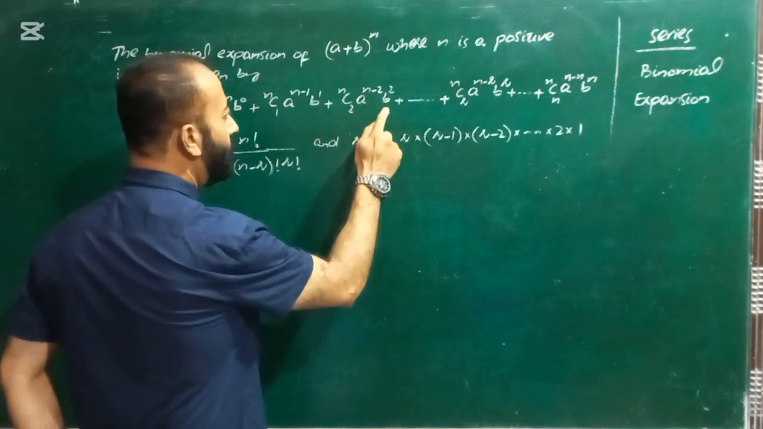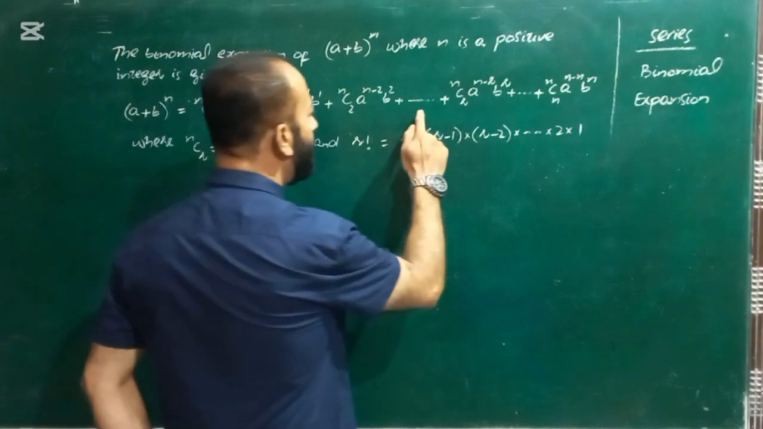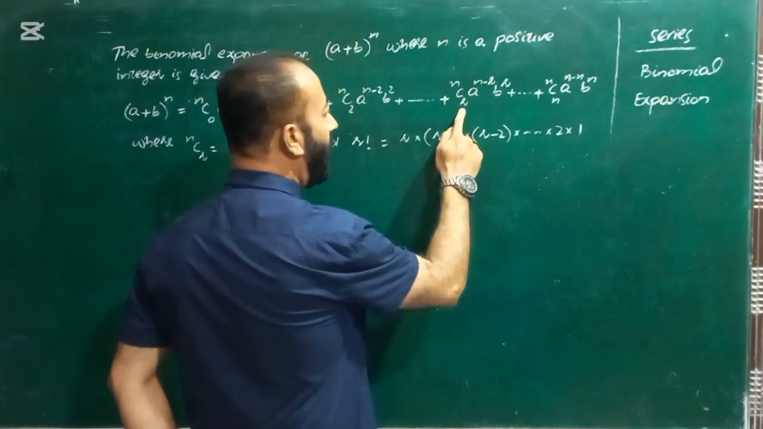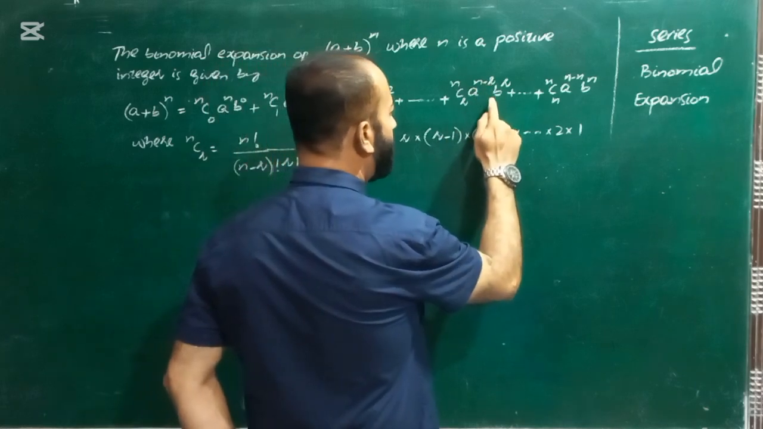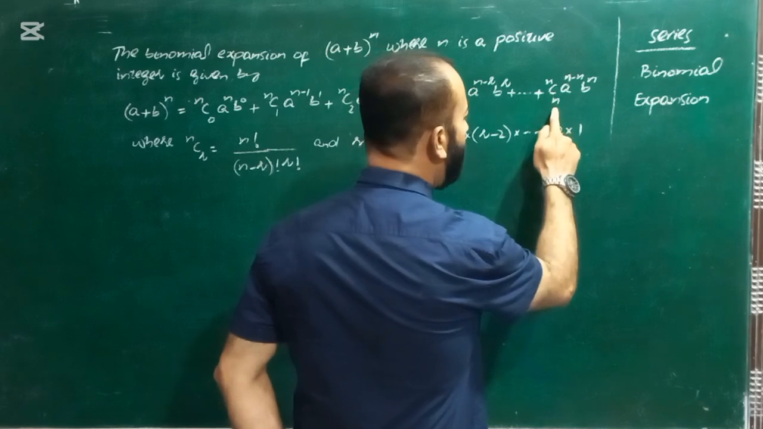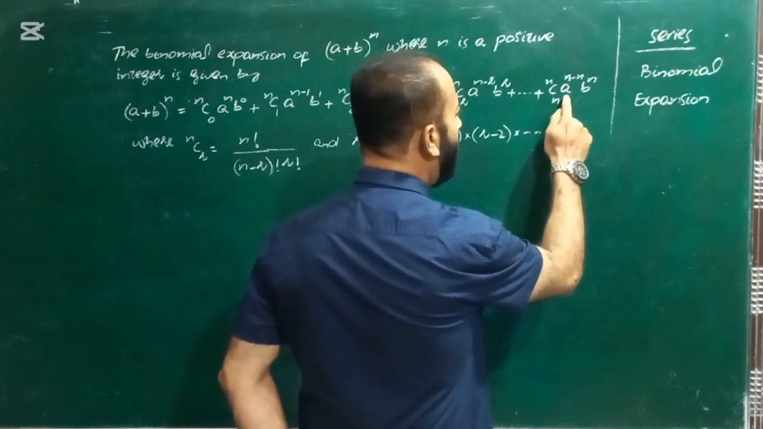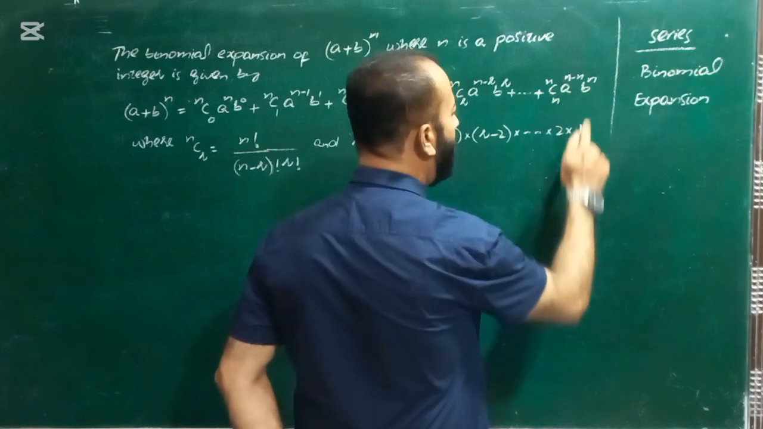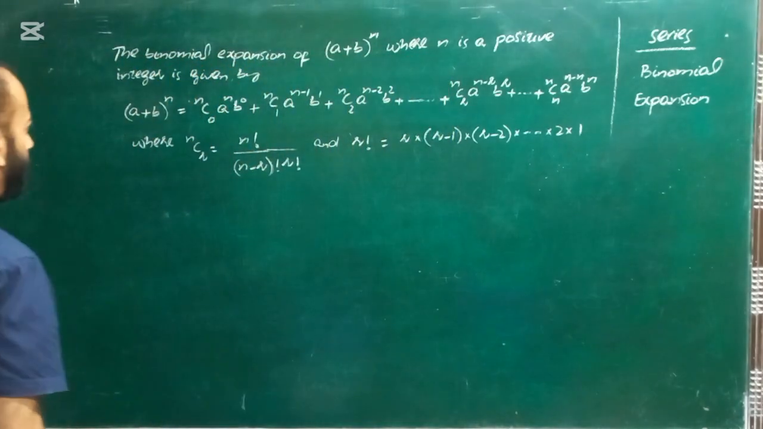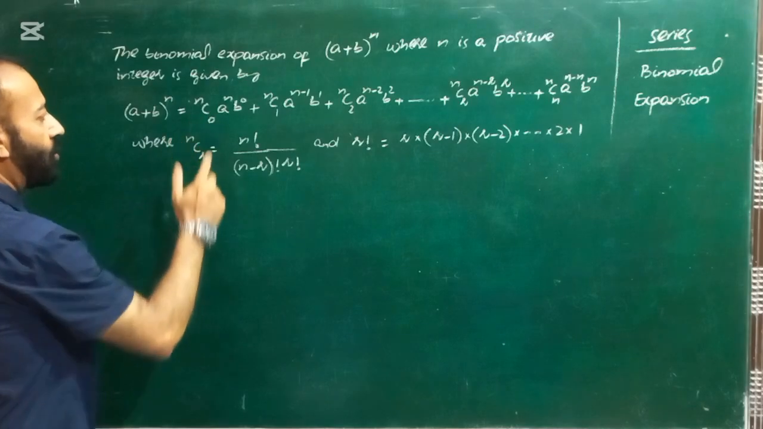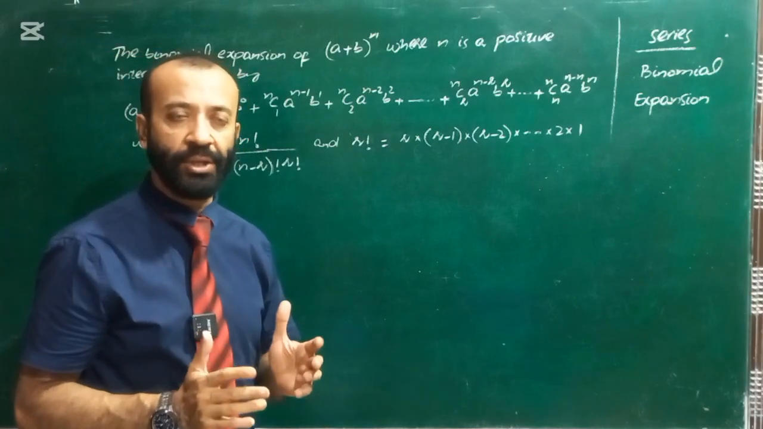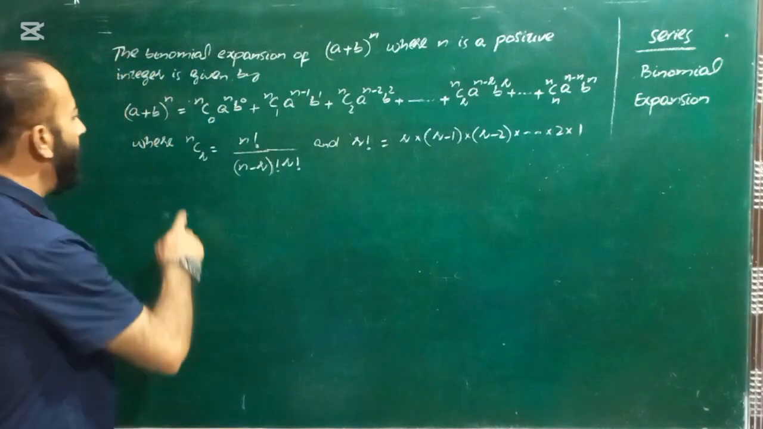So a^(n-2) b^2 plus up to so on plus nCr. So here is r now. So that's why a^(n-r) into b^r plus up to so on plus nCn. So here is n now. So that's why a raised to power n minus n, b^n. So this is binomial expansion.